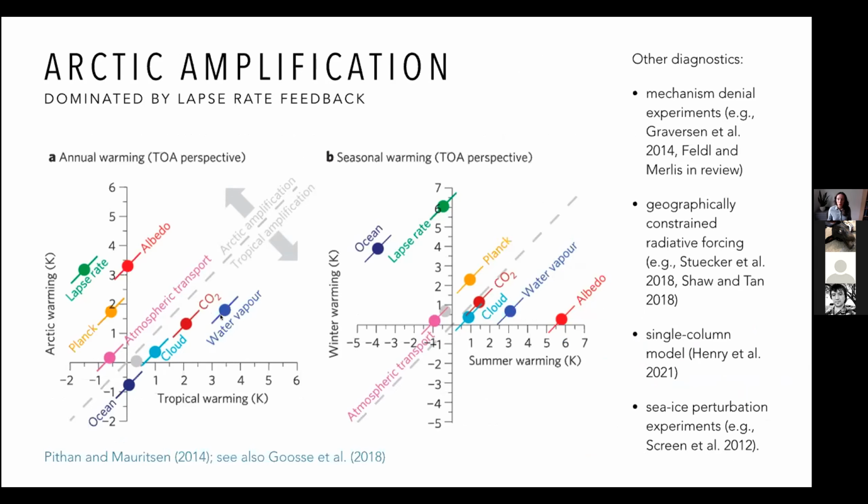Whereas something like the water vapor feedback over here is positive everywhere, but it's much more positive in the tropics, and so it contributes to tropical amplification. Now, as seen on the right plot, the lapse rate feedback preferentially warms the Arctic in the winter. And the surface albedo feedback preferentially warms the Arctic in the summer, and that makes a lot of sense because it hinges on the presence of solar radiation.